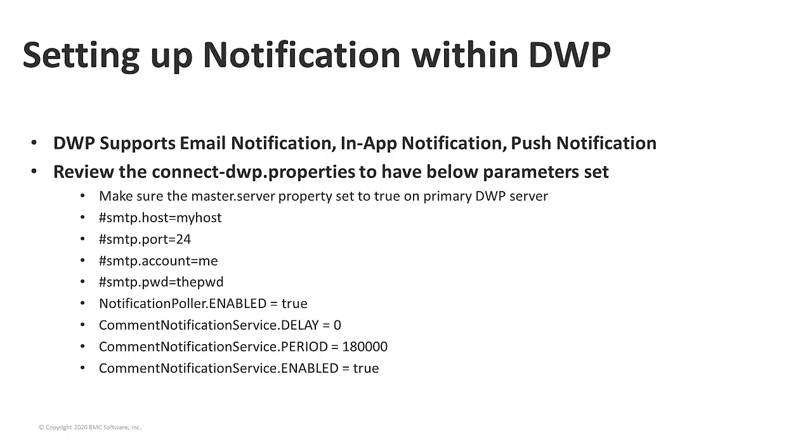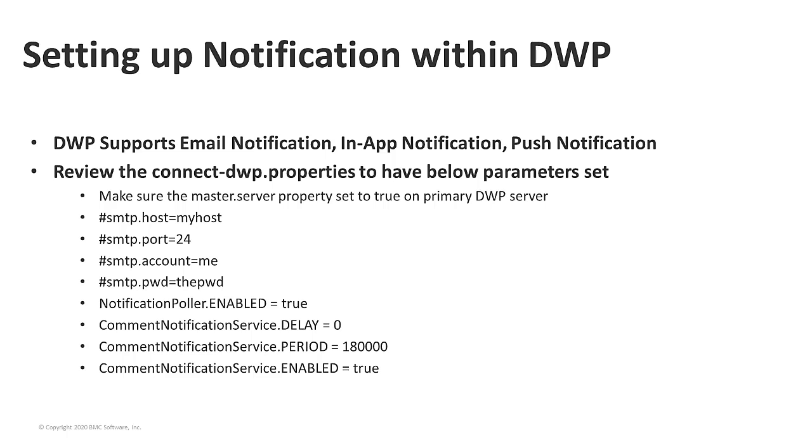connect-dwp.properties, and make sure a couple of parameters exist. One is master.server equal to true. The second is the SMTP server details being provided, if you are leveraging the email notification, and none of the notifications, whether in-app, push, or email, are working. You can also check whether the notification poller is enabled or not.